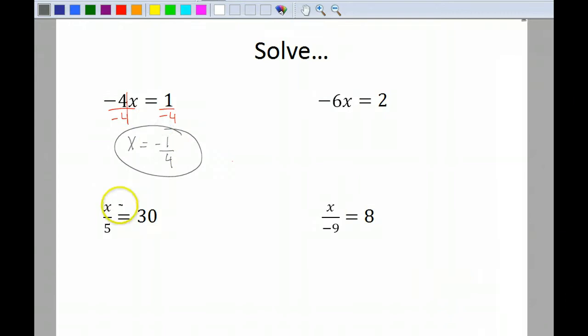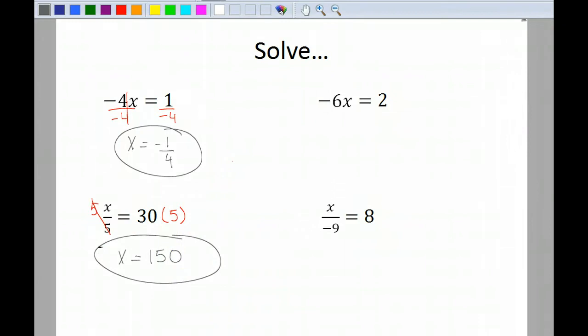Now let's take a look at x divided by 5 is equal to 30. How is this 5 attached to the x? Division. What's the opposite of division? Multiplication. So we're going to multiply both sides by 5. So I have 5 times x over 5. I'm going to be able to cross cancel. So those are going to cancel out. What I do to one side, I have to do to the other. So x is equal to, let's see, 30 times 5 gives me 150.